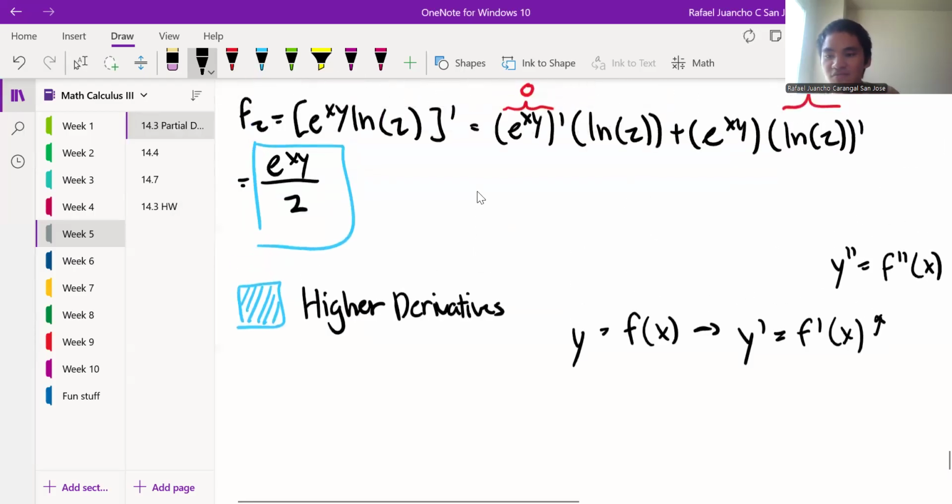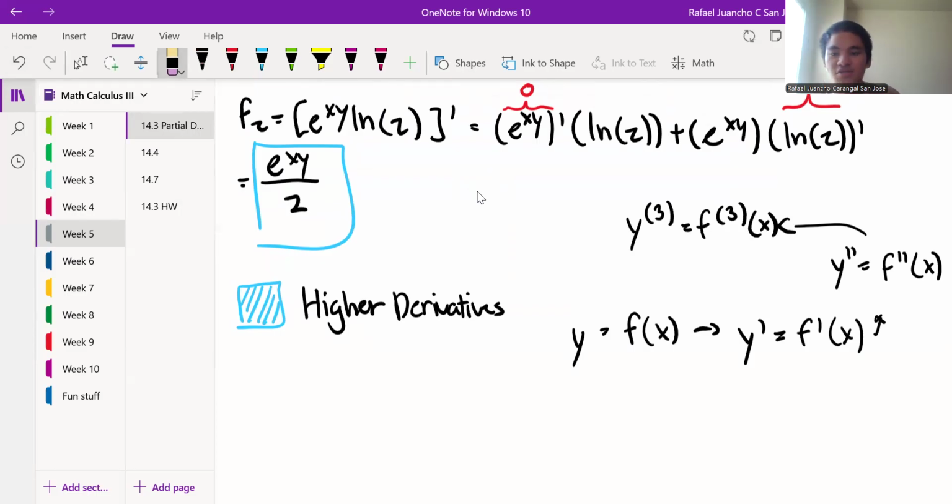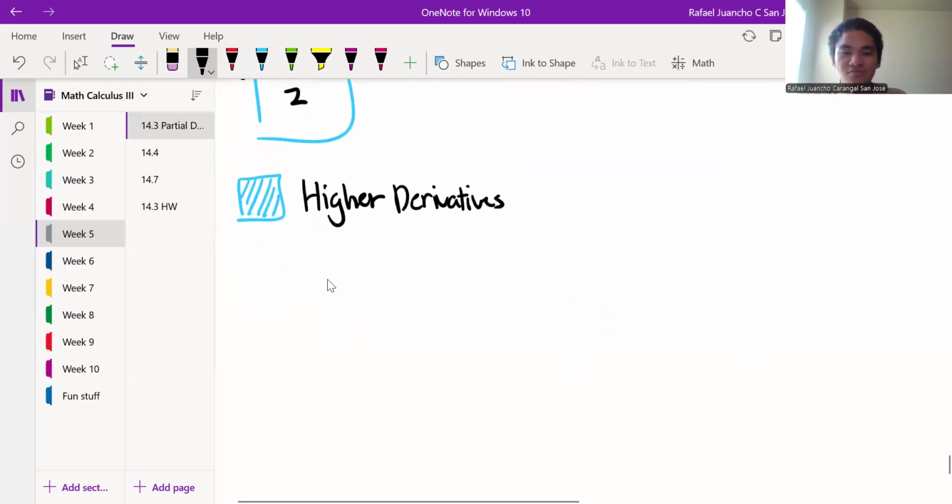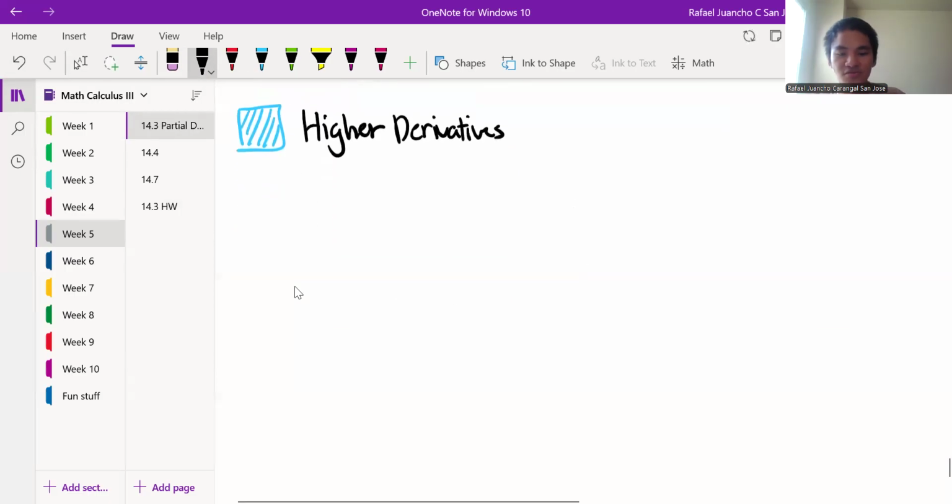And if we were to take its derivative again, then we would have the triple derivative, like that. And so on and so forth. So what we kept on doing was a first order derivative. But what if we want a second order, a third, a fourth, a fifth, an nth order?